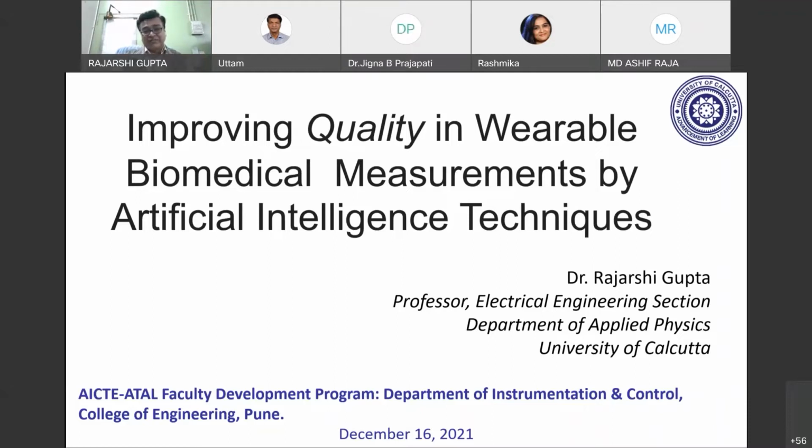That means whatever measurements are being done by wearable biomedical sensors, whether these are of good quality. Only when these are of good quality will they be processed for the further stages. And when these are of poor quality, they can simply be discarded. So this is basically the context of today's deliberation.